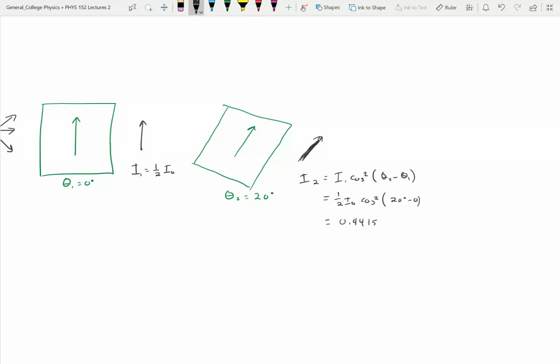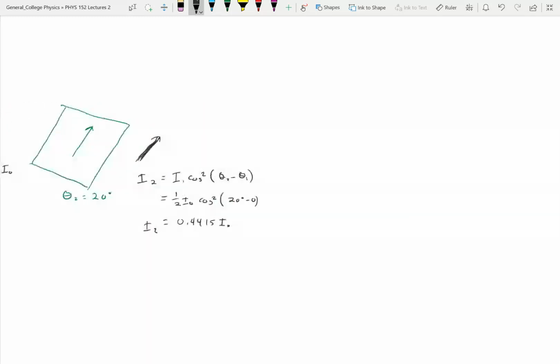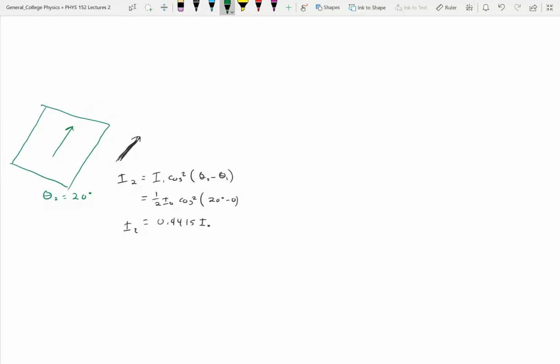Obviously, we didn't have any defined significant digits for anything here. It could be infinite for all we know. So I'm just putting 4 here and being good. So that's I2. And now we have our final polarizer. Our final polarizer, theta 3 is equal to 90 degrees. And so the light that comes out of this is going to be polarized like this.